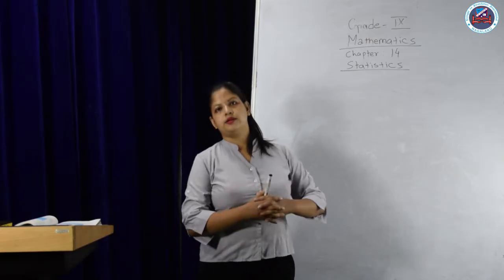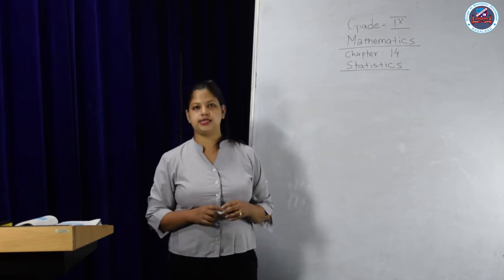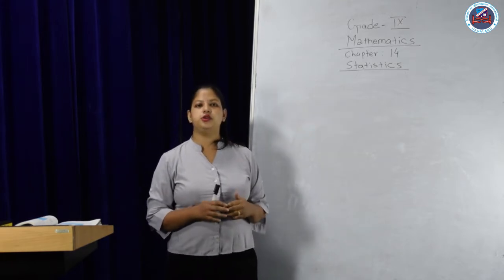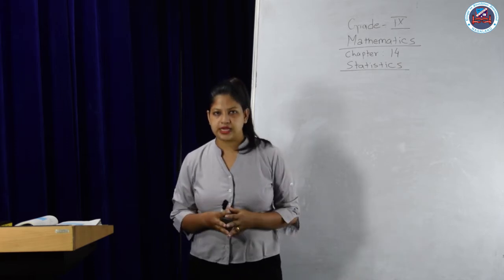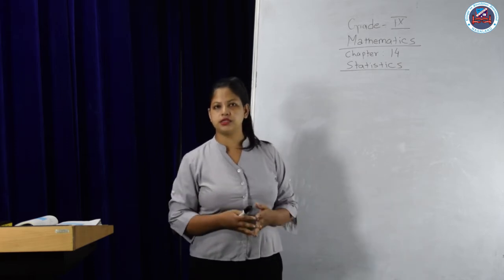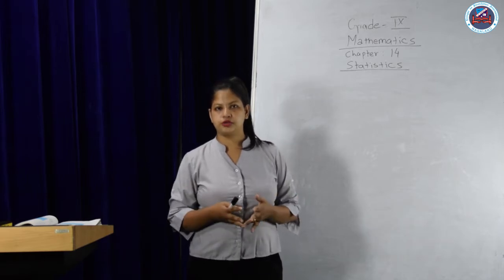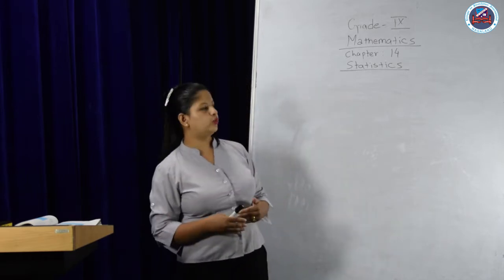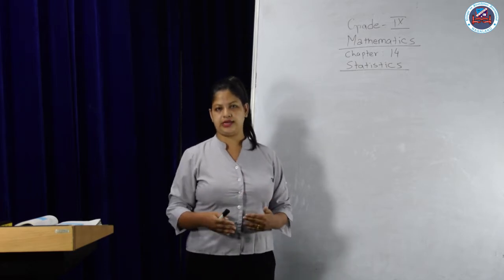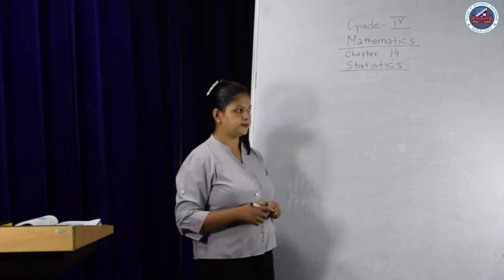Hi everyone, welcome back to the second video of Mathematics Grade 9 Statistics. Till the first video we have completed what is data, types of data, how to make a frequency distribution table, and how to draw a bar graph, histogram and frequency polygon. So right now we'll be going to the second part of this chapter, that is central tendency, measure of central tendency.